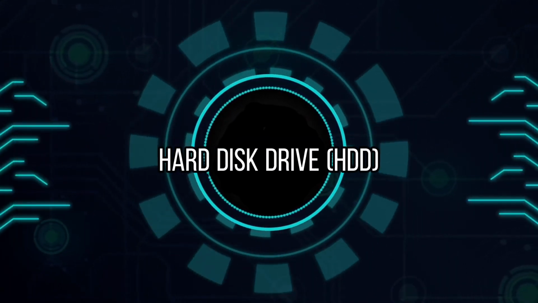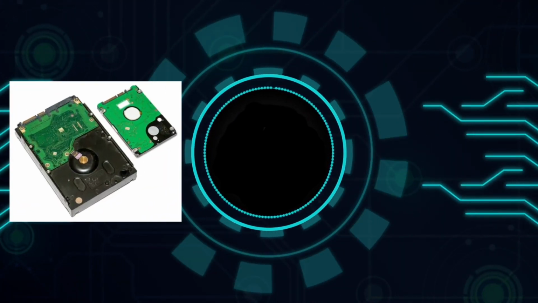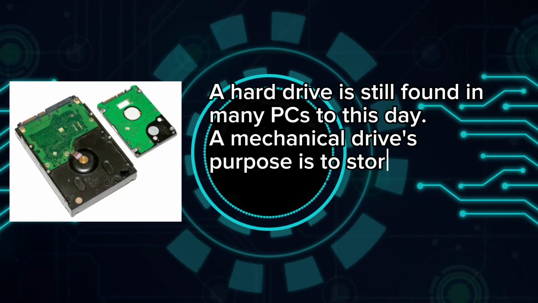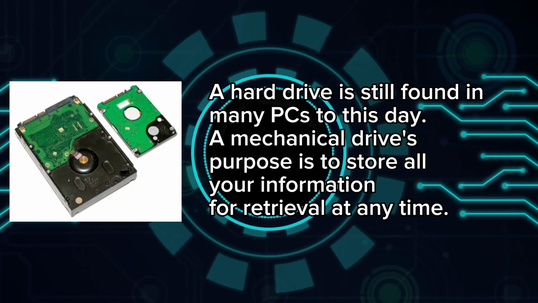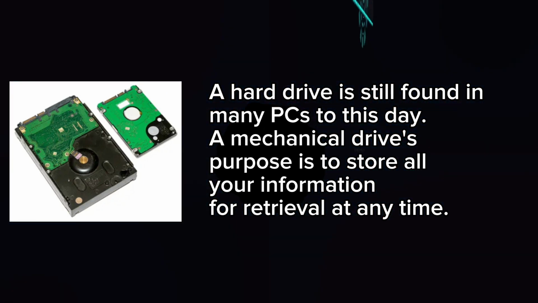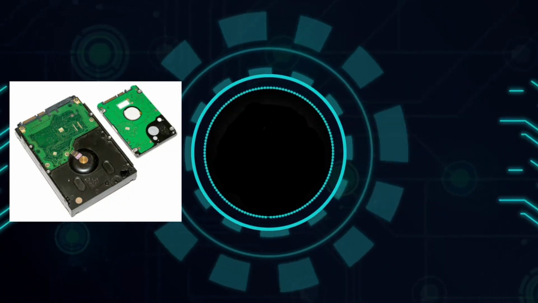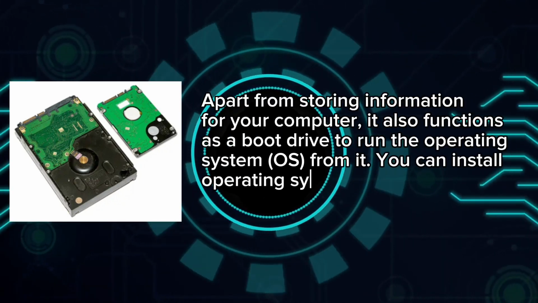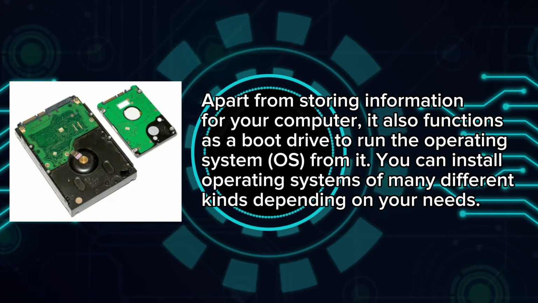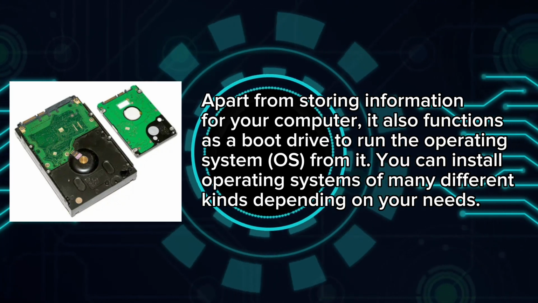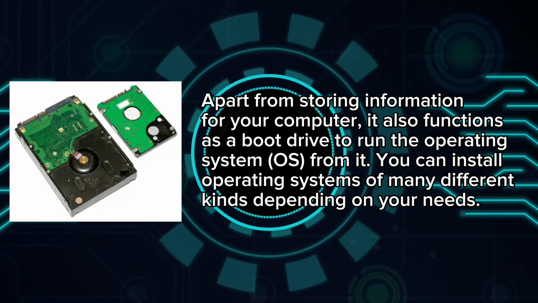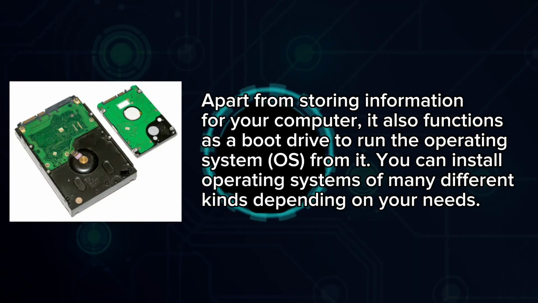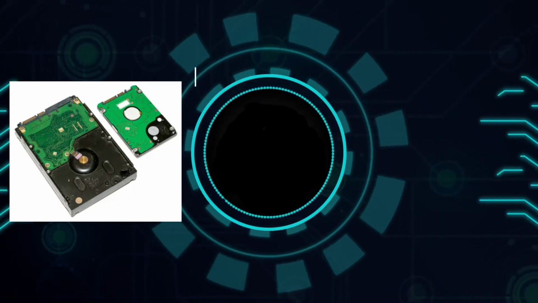Hard disk drive. A hard disk drive is still found in many PCs to this day. A mechanical drive's purpose is to store all your information for retrieval at any time. Apart from storing information for your computer, it also functions as a boot drive to run the operating system from it. You can install operating systems of many different kinds depending on your needs.